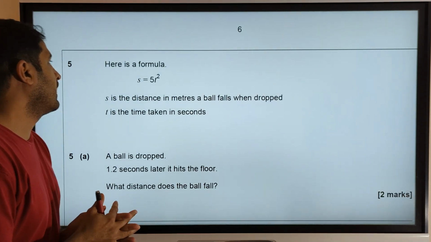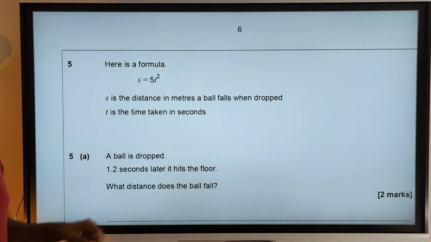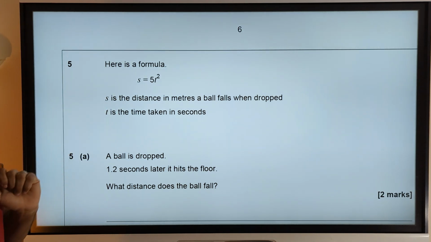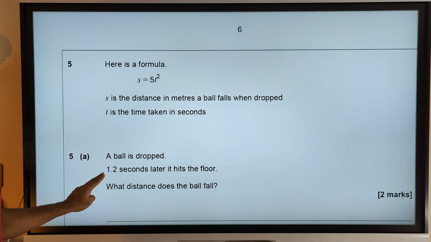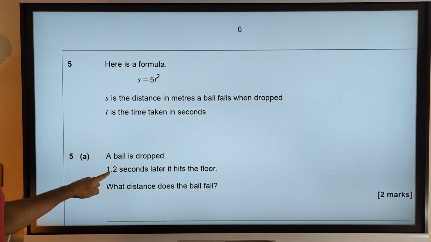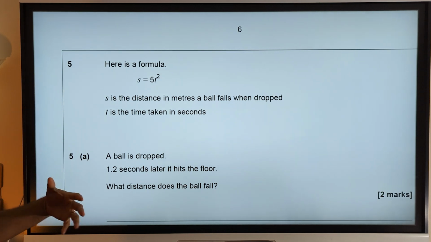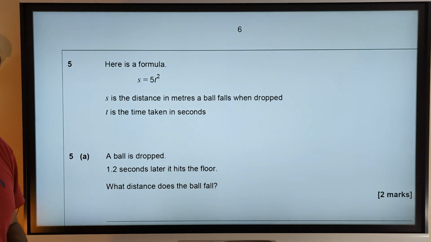Question 5. Our formula is s equal to 5t squared. We know s is the distance and t is the time. A ball is dropped and hits the floor after 1.2 seconds. So how high or how far does the ball travel in that 1.2 seconds?